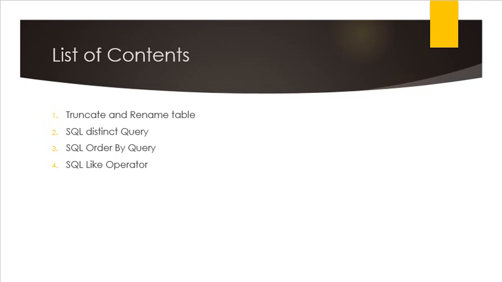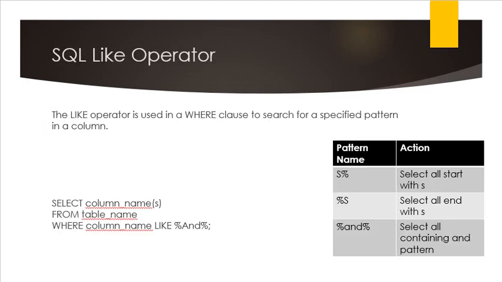Hello everyone, let's discuss the SQL LIKE operator. The SQL LIKE operator is used with the WHERE clause and it is used to search for a specific pattern in a column. The syntax of the SQL LIKE operator is: SELECT column FROM table WHERE column LIKE pattern.